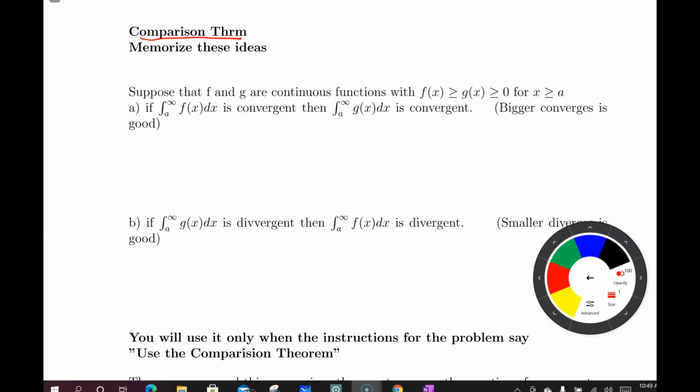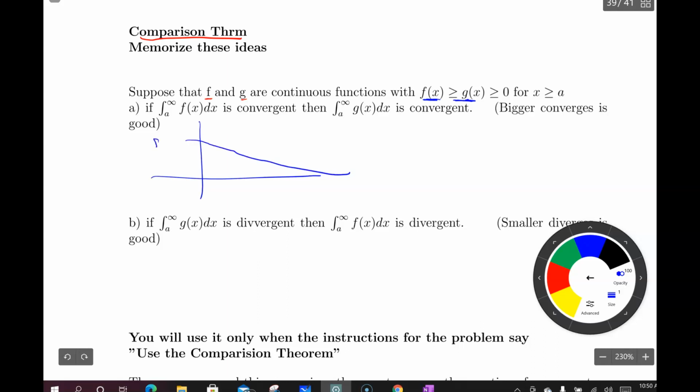Okay, so I'm going to want you to really have a handle on these ideas of this comparison theorem. These were just ideas that I was trying to exercise your brain with in those previous examples. If I have f and g continuous functions, and I know that f of x is larger than g of x, let's get a picture going here. Here's f of x, and I'm talking about a to infinity. There's f of x, and let's put g of x below it. This is the relationship. I know f is larger than g.